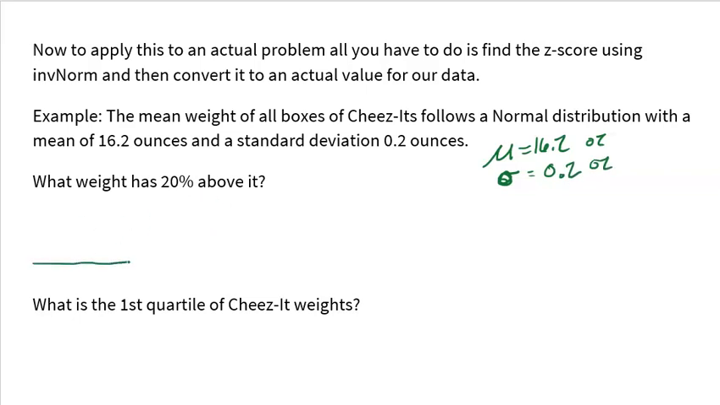All right. So, if you draw my picture, I'm trying to find the weight with 20% above it. Okay. So I'm just going to kind of draw, roughly maybe right around here, right? 20% above it, which means 80% below it. And that's huge because remember, that's what invert norm wants. So the first thing I got to do is I got to get a Z-score. I got to figure out what Z-score marks the top 20% and the bottom 80%.